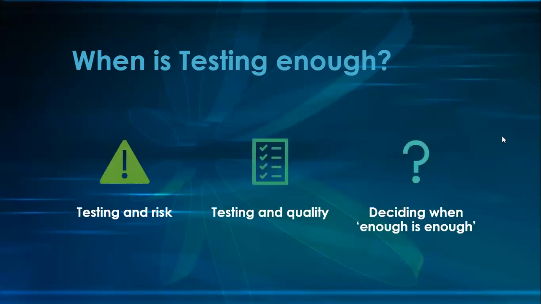When is testing enough? That takes us to these three main things. How do you know that you can stop testing? So use these two words. When you're testing, the first thing is to be checking the risk. Test and risk. As you're testing, check which ones are the risk.